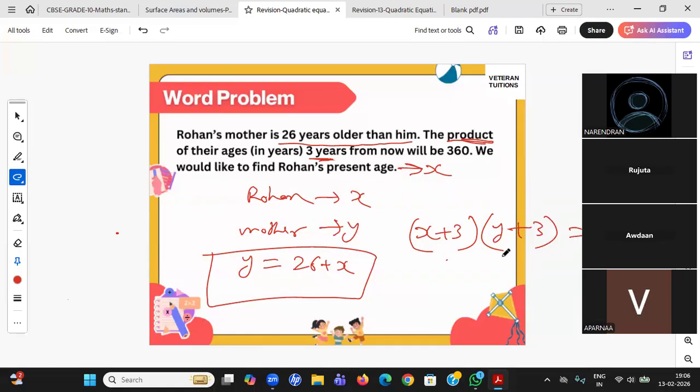The product of their ages, product means multiplication, 3 years from now. Rohan's present age is x, so after 3 years, x plus 3. Rohan's mother's age is y, after 3 years, y plus 3, and the product is 360. But here y is 26 plus x. You can just take in place of y, 26 plus x, so (x plus 3) into (29 plus x) equals 360. Again, with one equation and one unknown, you will get a quadratic equation. You can just solve it.